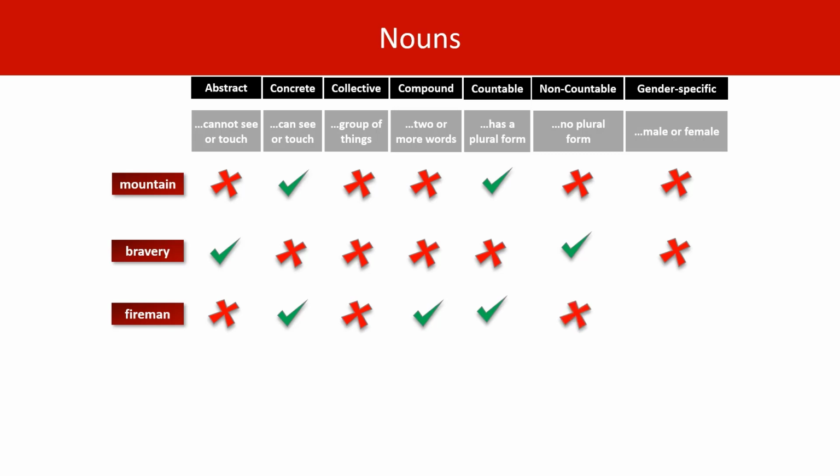That means it can't be a non-countable noun. And it is gender specific. A fireman is always a male. You can have a firewoman or a firefighter for the neutral version.